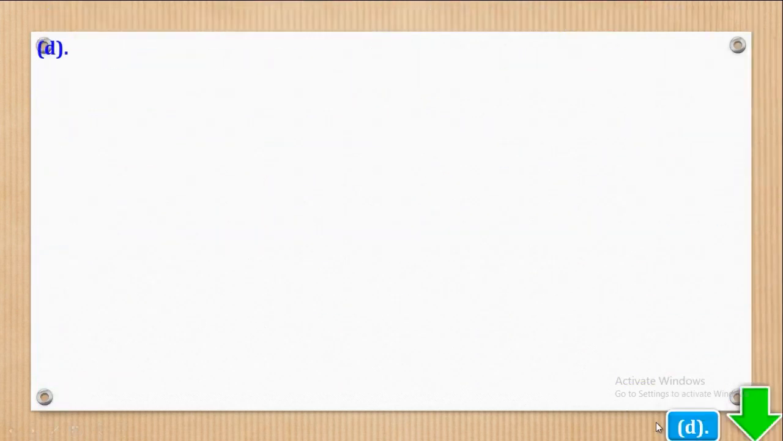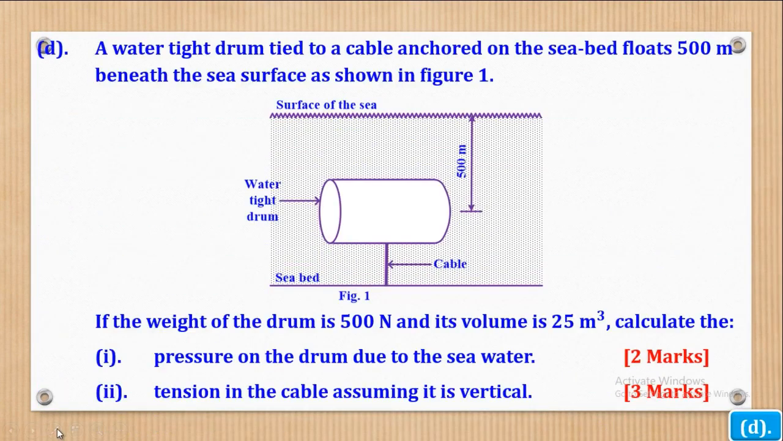So now we shall go to part D. So part D says, a watertight drum tied to a cable anchored on the seabed floats 500 meters beneath the sea surface as shown in figure 1. If the weight of the drum is 500 newtons and its volume is 25 meters cubed, calculate Roman 1, the pressure on the drum due to the sea water.